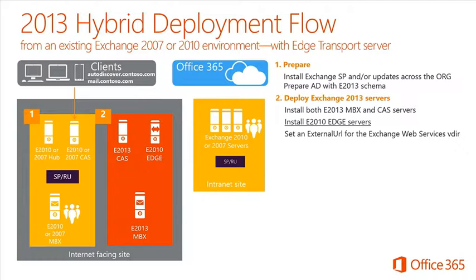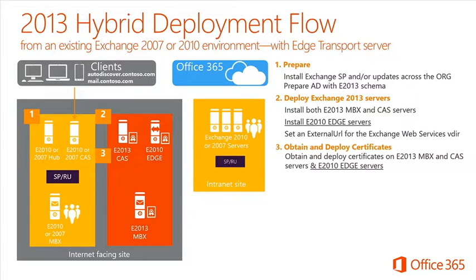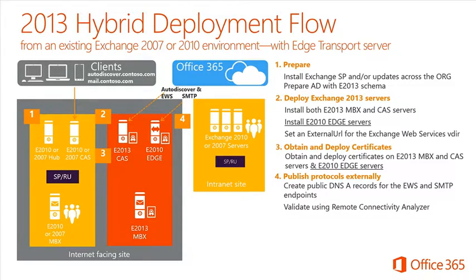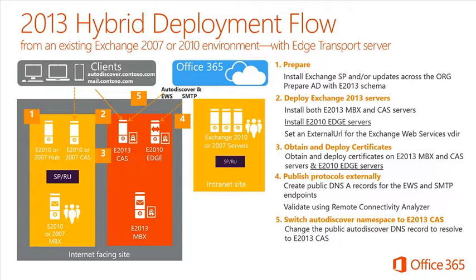Install, if we don't have them already, the Exchange 2010 Edge servers, configure our external URLs, configure our certificates, and then move our public DNS records to point to the new 2013 CAS environment. So at that point, we have Outlook Web App, Autodiscover, Exchange Web Services, Outlook Anywhere, et cetera, flowing through our Exchange 2013 CAS servers. Those servers will redirect as appropriate to other sites that are running Exchange 2010 or 2007, but we'll also provide the appropriate coexistence with Office 365.